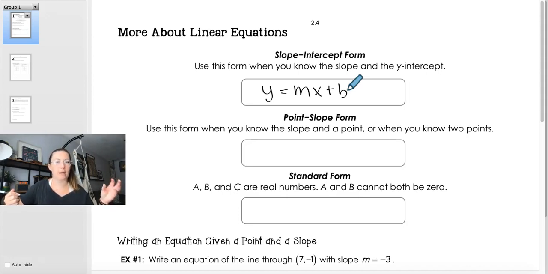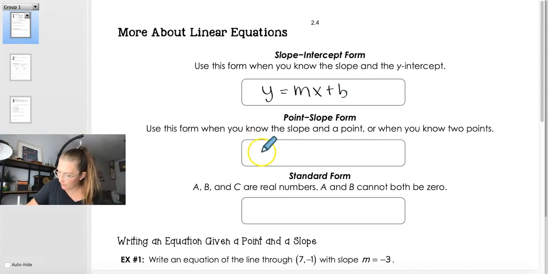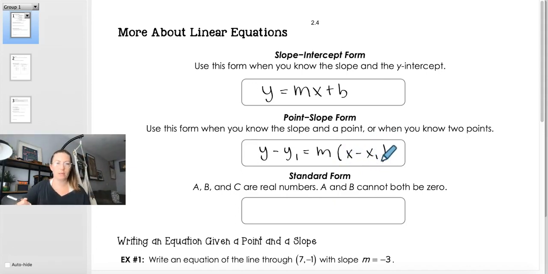Next one is when we have a point and a slope. So we use this form when we're given a point and a slope, or if we know 2 points. So that one goes y minus y1 equals m parentheses x minus x1. Okay, so that's point-slope.